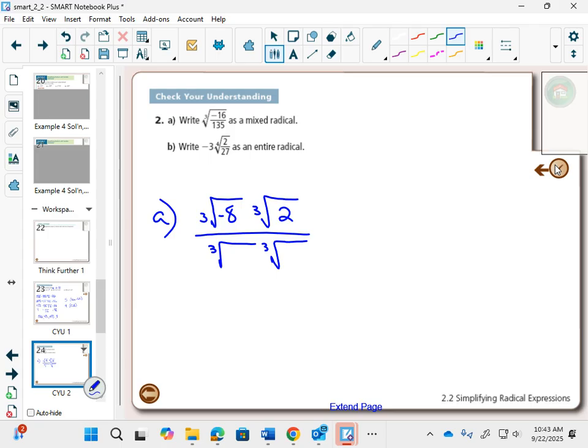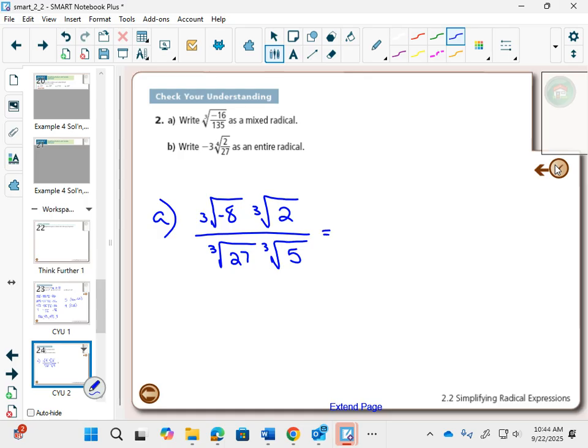Now I have 135. Can you divide 135 by 8? No. What's your next cube after 8? 27. So check. Can you divide 135 by 27? 135 is 27 times 5. Times table is going to come in a lot in this unit. So that's why we made that powers chart, because you should be thinking about those numbers.